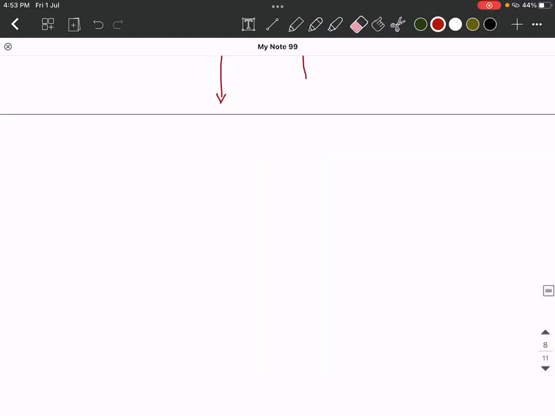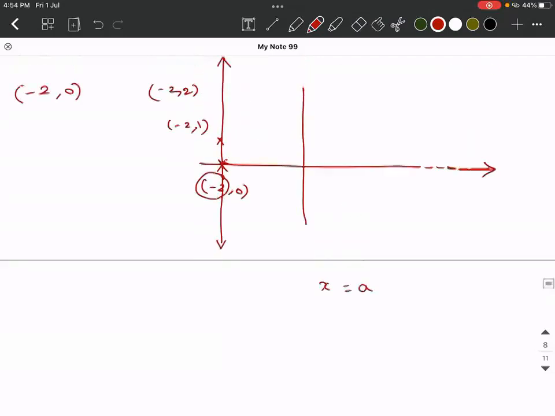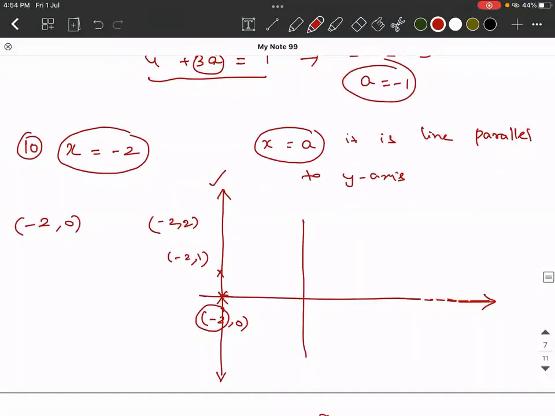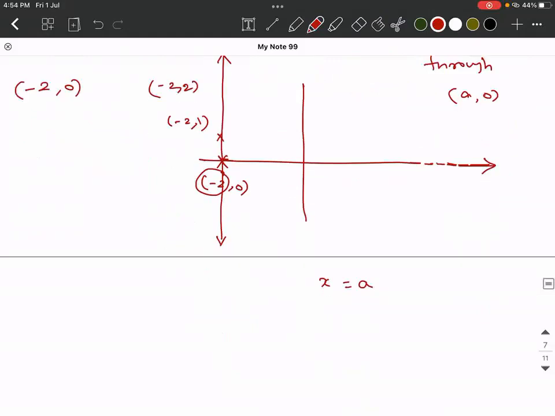Look at the graphs, no? Read all the points that are given there. Okay, the graph of every linear equation is a straight line, that I've already mentioned. The graph of x is equal to a is a straight line parallel to the y-axis passing through the point (a, 0). Write down this. So x is equal to a is a line parallel to the y-axis which passes through (a, 0). Why is it so?